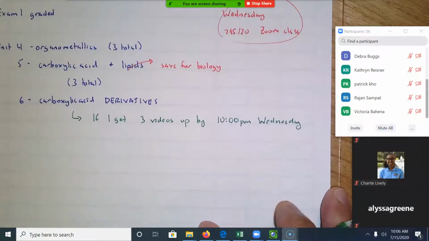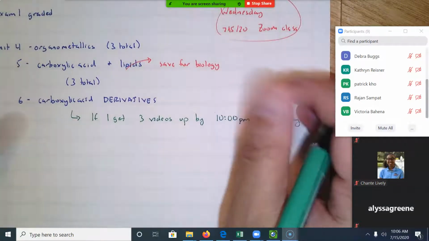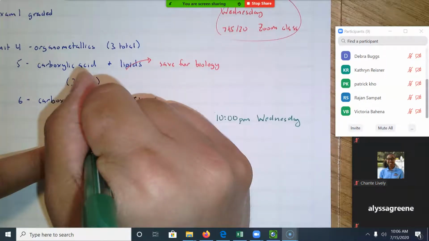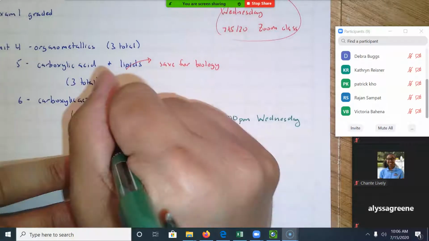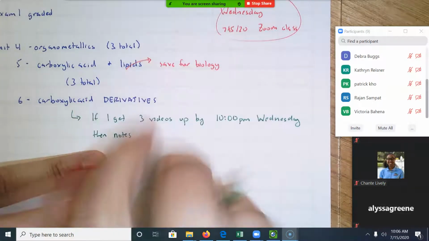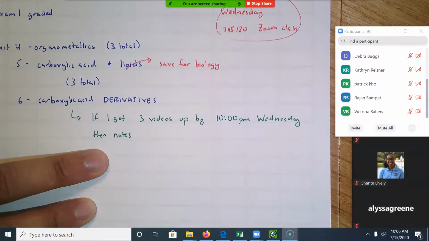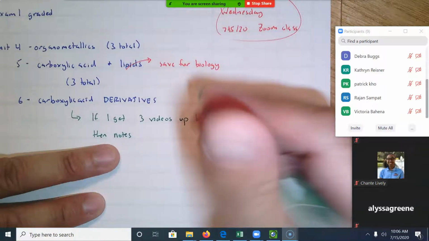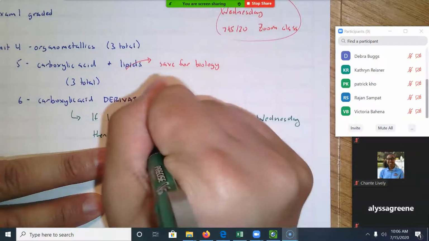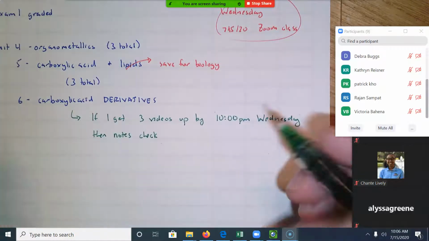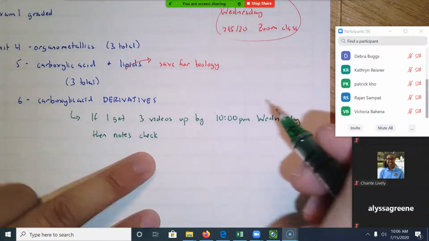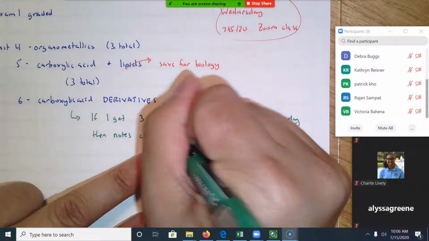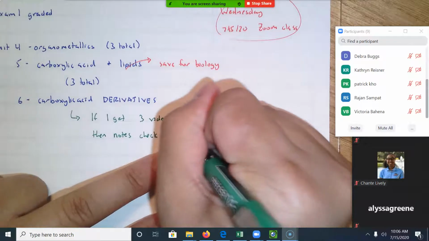So if I get 3 videos up for Unit 6 by tonight, Wednesday, then the notes check will be on Unit 6 and whatever I get up on Unit 6. I'll try to make this a little more clear once I get a better feeling of what I can put up, but I think I could put up 3 videos. The notes check, as usual, will be at least a day later. So the notes check will be Friday, 8 a.m.